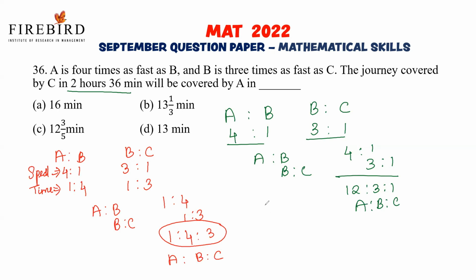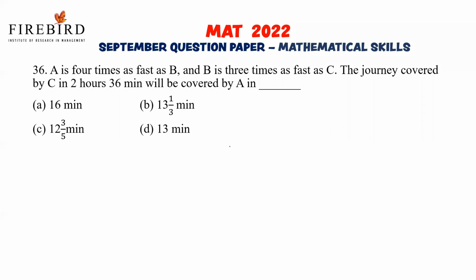See, the journey covered by C in 2 hours 36 minutes will be covered by A in, they're asking. So 2 hours 36 minutes is nothing but 2 hours is 120, 120 plus 36, you'll get 156. Here, if you solve this question, you will get 13 minutes as your answer. Right? Now, we'll move to the next question.